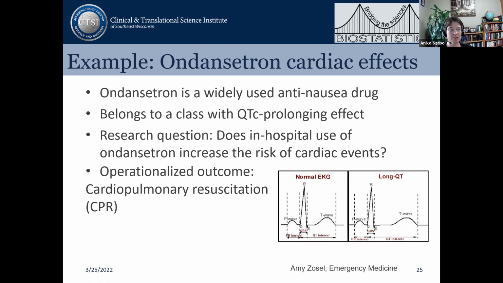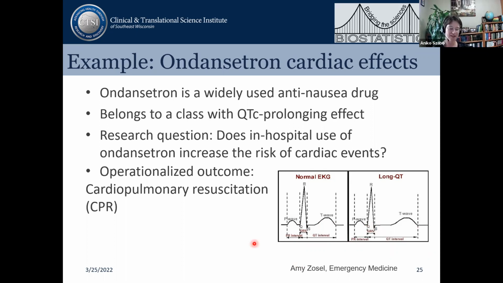And it belongs to a class of so-called QT prolonging drugs. QT is a feature of the EKG, the QT interval. I'm sure you've seen this kind of EKG wave. The QT interval is the distance between the start of the peak to the end of the T wave. If somebody has long QT, then this interval is longer, and that is a risk factor for cardiac arrhythmias.